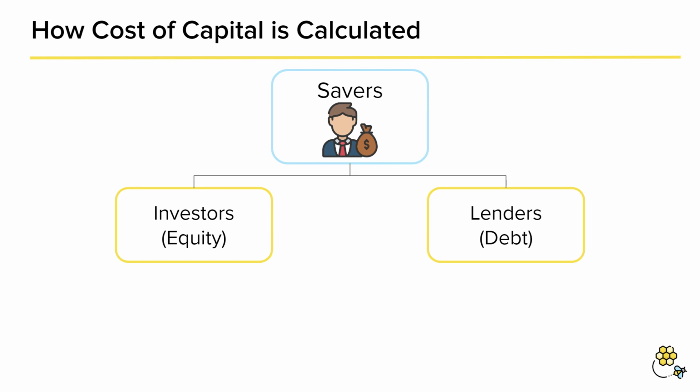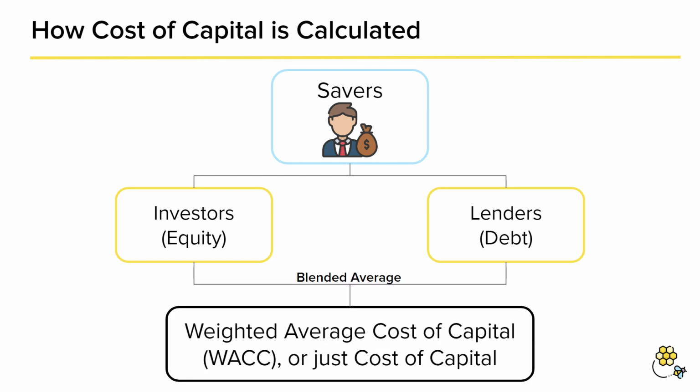These are two ways that companies get funded by savers. Therefore, the cost of capital is calculated by creating a blended average of the costs associated with debt and the costs associated with equity, because typically companies use both. This creates the weighted average cost of capital. However, people just use cost of capital for short.